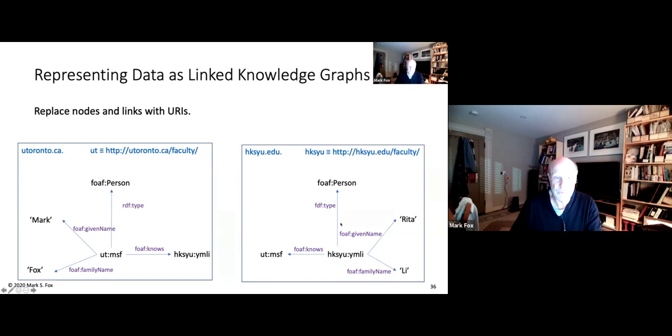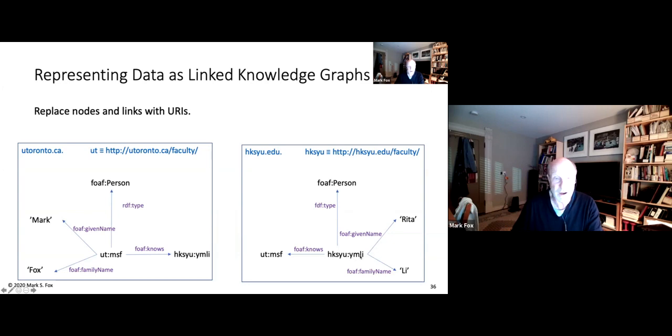The same is true over at HKSYU. We're using foaf:knows, foaf:givenName, et cetera, familyName. So this should be RDF. I'm sorry for the mistake. This should be R, not F. And then we have hksyu, which stands for hksyu.edu/faculty. Let's say that is the faculty file.